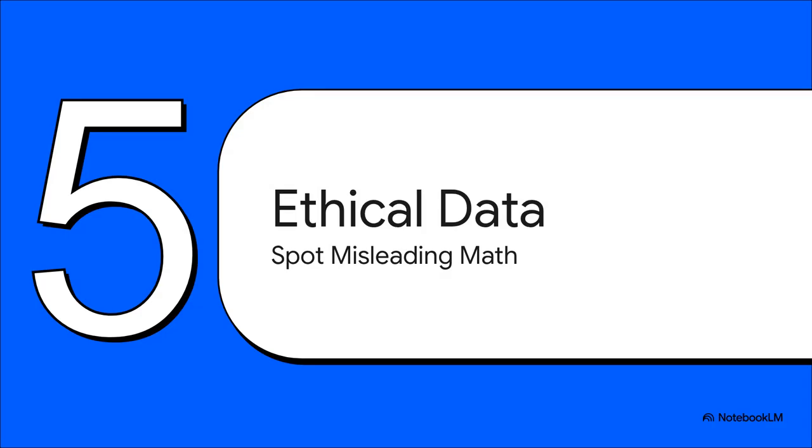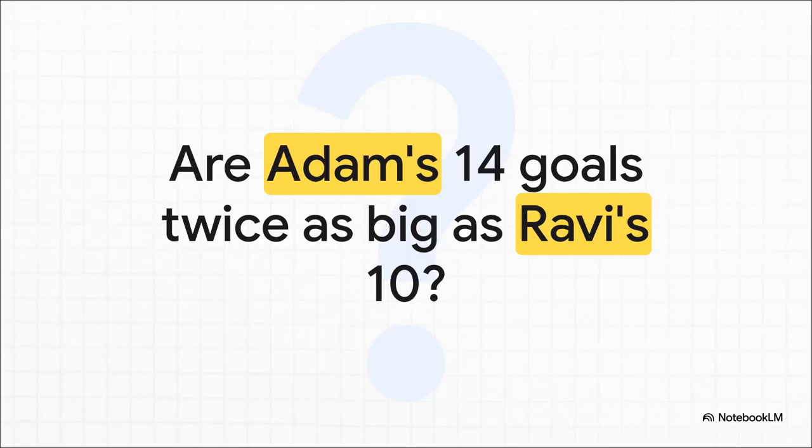And that brings us to step 5, ethical data representation. Spotting misleading math. Now, what's really interesting about this slide is, think about this scenario. Adam scored 14 football goals and Ravi scored 10. Obviously, 14 is not twice as big as 10, right? It's just 4 more. But what if you look at a bar chart in the newspaper and Adam's bar looks literally twice as tall as Ravi's?